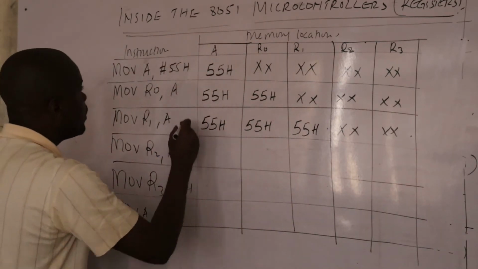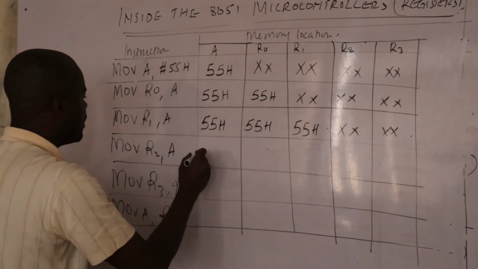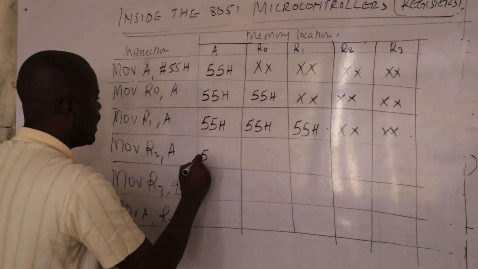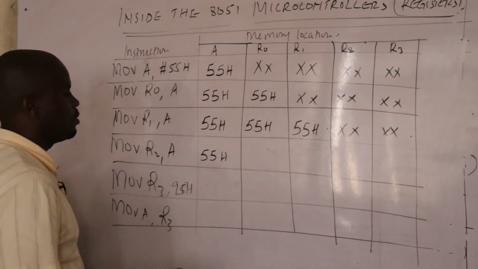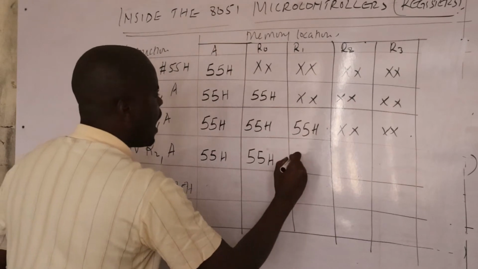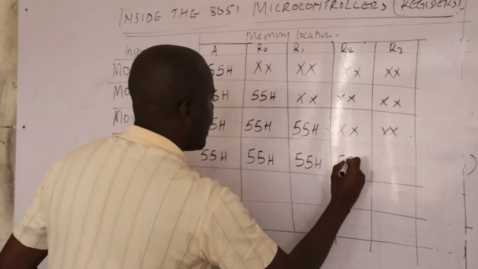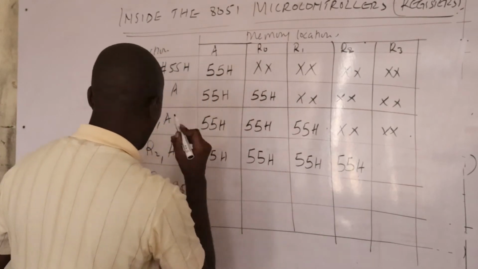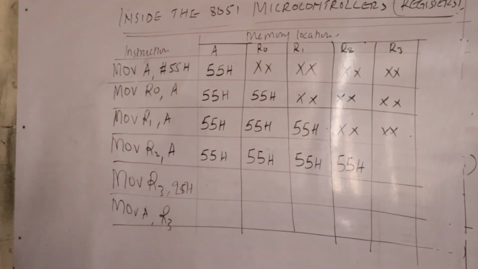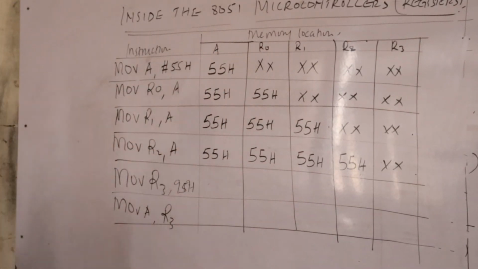The next one, we are going to talk about this instruction, so A will still have 55H because it was not affected. R0 will have 55H, not affected. R1 will have 55H, not affected. R2 will also now have 55H because the content of A will be copied to R2, and then this one is not affected. Then we can talk of R3.